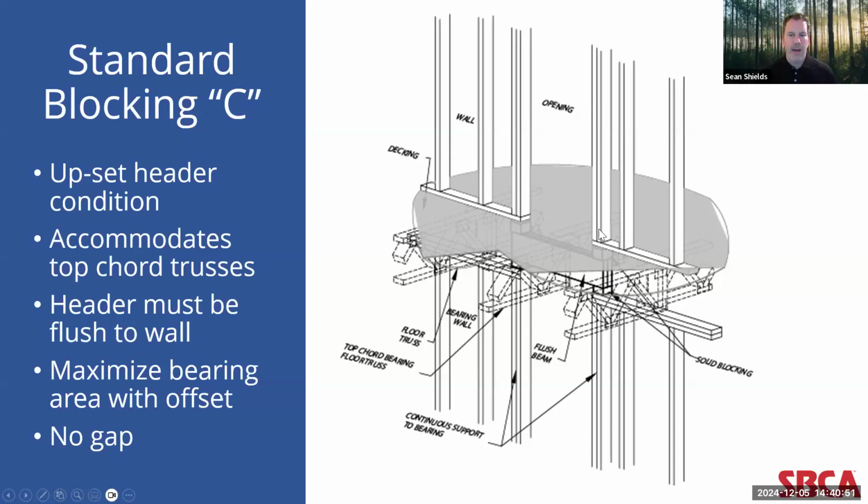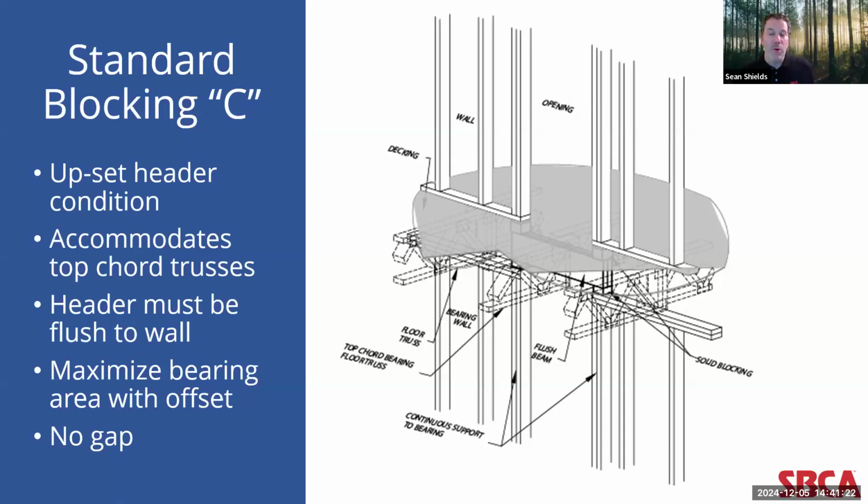Blocking may or may not be added to the bottom of this flush beam header to match the floor depth. So again, you would have blocking on top of the header to accommodate the top chord of the top chord bearing truss. But you may or may not put blocking underneath the header, depending on the depth of the floor and the thickness of the header material that you're using.